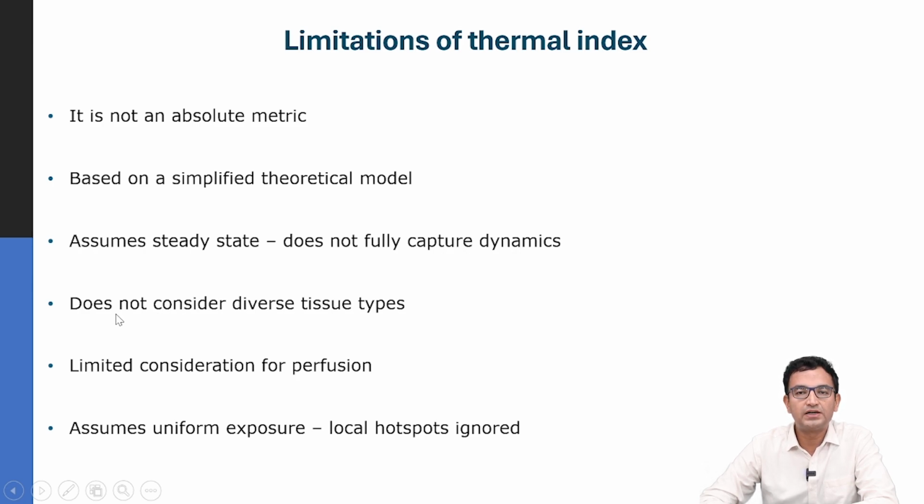It also considers a few standard tissue types such as bone, bone at interface, soft tissue, etc. But tissue types are very diverse in the body and very inhomogeneous. It does not consider that, and it applies a simplification, which is a limitation. Further, it has some consideration for perfusion, but not a very complex consideration, a very simplified consideration for perfusion, which is a limitation. And lastly, it assumes a uniform exposure of ultrasound in the tissue of interest. So any local hotspots are ignored.